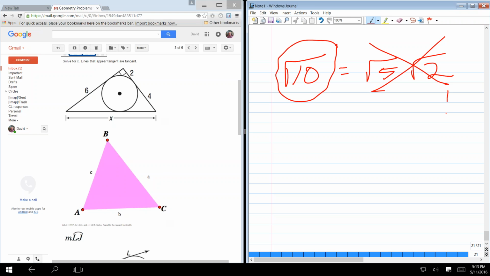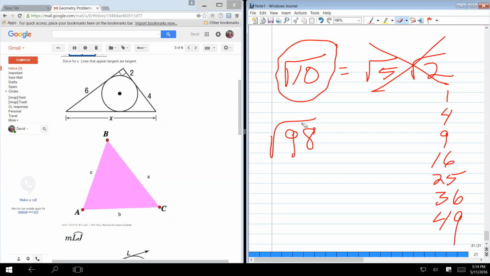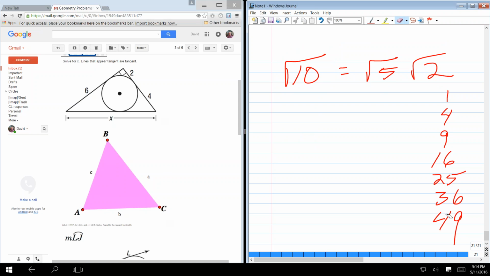Well, here's my perfect square numbers. So I'm always looking for factors that are one of these numbers. Okay? So if I had the square root of 98, I can see 49 is a factor of 98. I'm going to make it the square root of 49 times the square root of 2, which will turn out to be 7 square roots of 2. So in order to be able to simplify radicals, you really need to know your perfect square numbers, at least up through this point here.